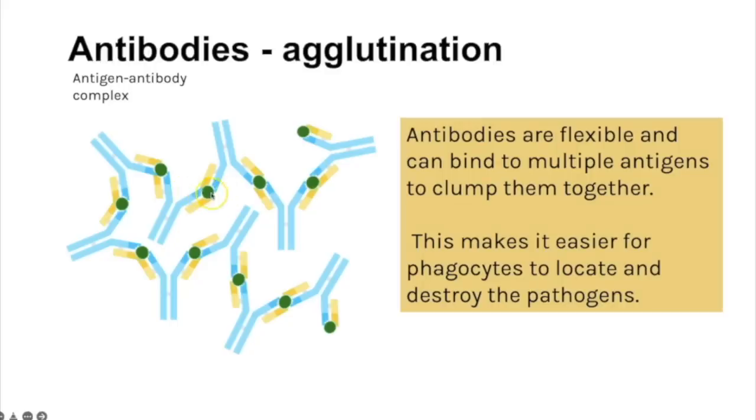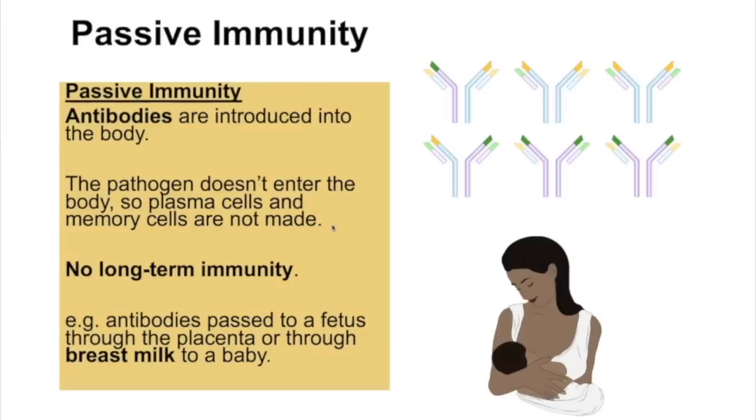So we can see we've got binding to 2 antigens here, and then this antibody is binding to 2 as well, and as a result they all end up clumping together, and we call this agglutination. The advantage of agglutination is if you've got a big clump of antibodies and antigens which are going to be attached to the pathogen, it makes it much easier for the phagocytes to locate and therefore destroy the pathogens more rapidly. So we've talked about active immunity.